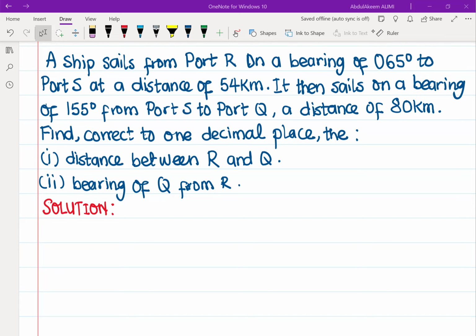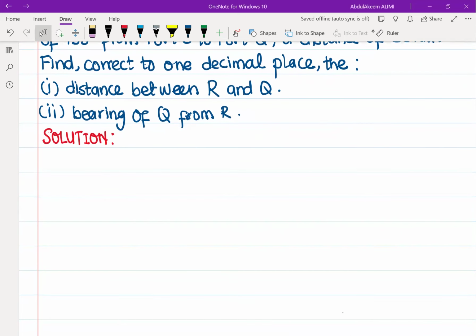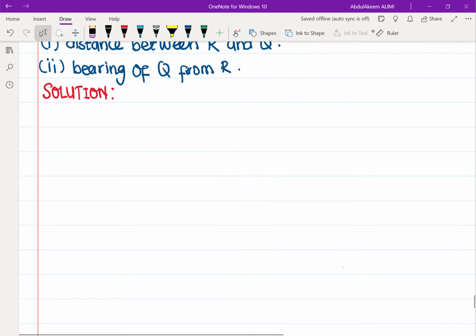For today, let's go into this question, under bearing and distance, which is under trigonometry too. A ship sails from Port R on a bearing of 065 degrees to Port S at a distance of 54 kilometers. It then sails on a bearing of 155 degrees from Port S to Port Q at a distance also of 80 kilometers. Find, correct to one decimal place: one, the distance between R and Q; two, the bearing of Q from R.